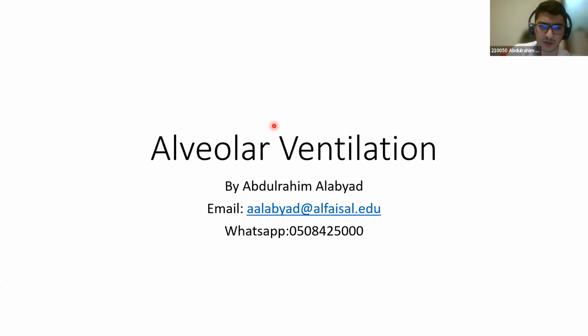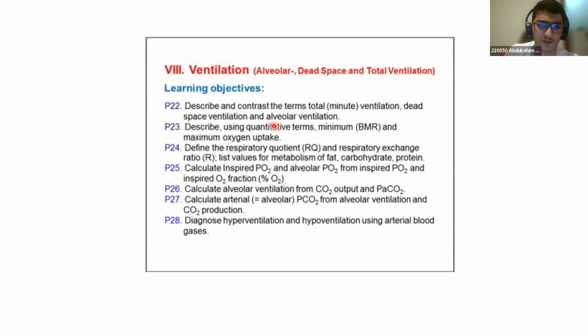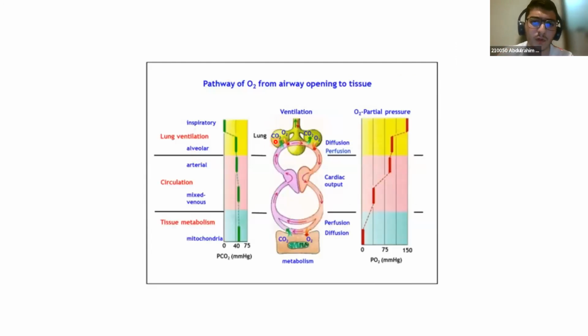I will discuss alveolar ventilation. Those are the objectives. Mainly we will discuss ventilation. Ventilation occurs here. When you ventilate, you bring in oxygen and you remove carbon dioxide. When you inspire, as you can see, you have zero carbon dioxide. Later, when it gets mixed with the alveolar gas, it increases. However, the partial pressure of oxygen will increase as you ventilate because you are bringing in more oxygen.